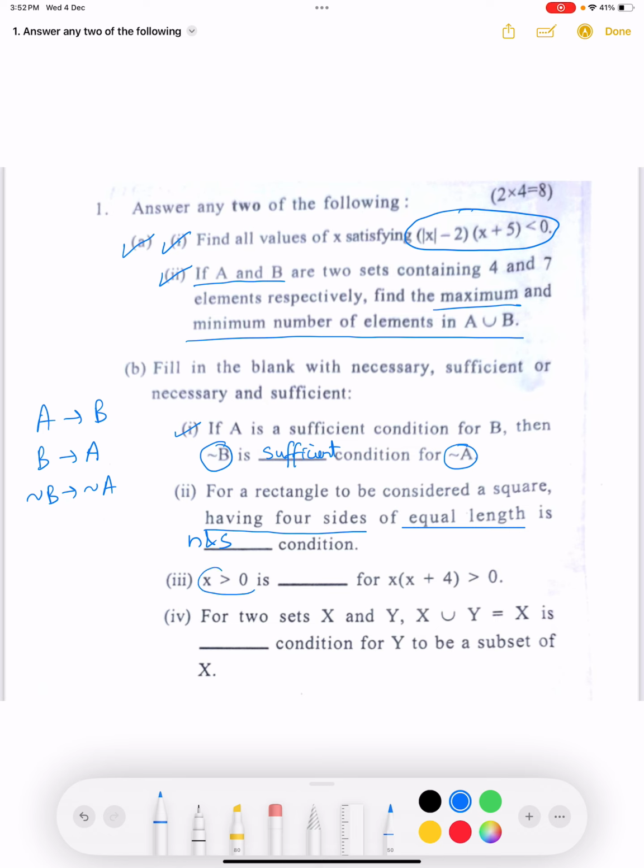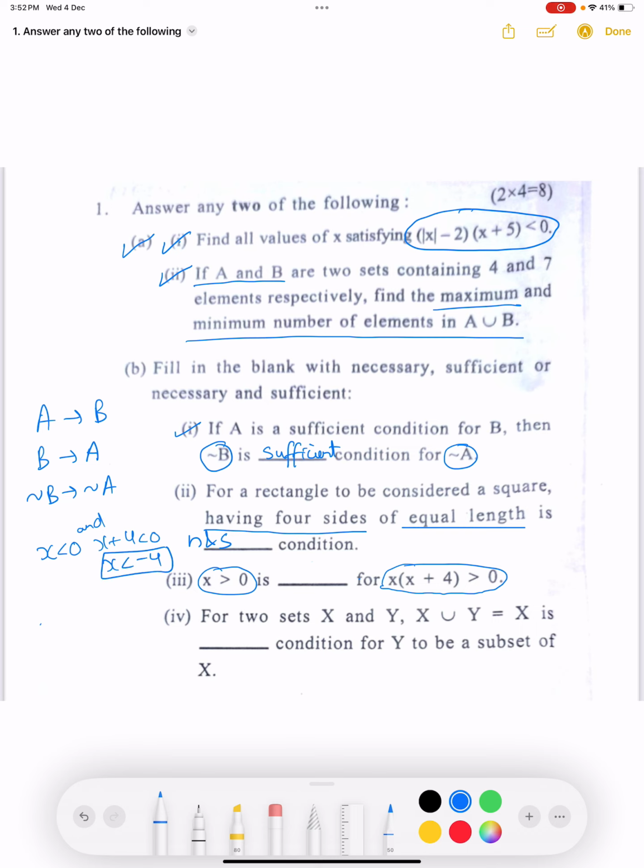Now look at the third part. This means x greater than 0 is a condition for x into x plus 4 to be greater than 0. But this is sufficient only, because in another case as well, suppose both of them are less than 0: x is less than 0 and x plus 4 is less than 0. This happens when x is less than minus 4.